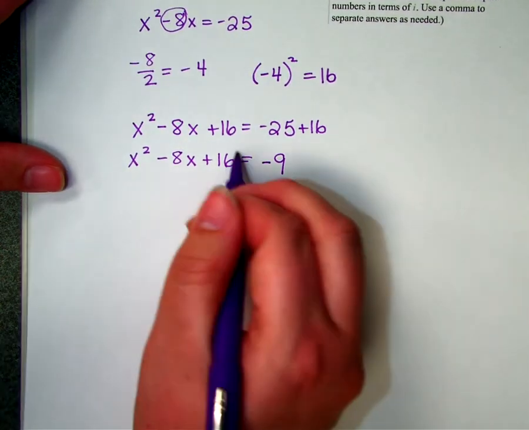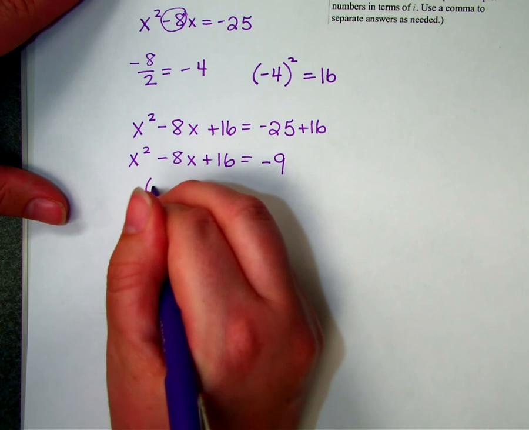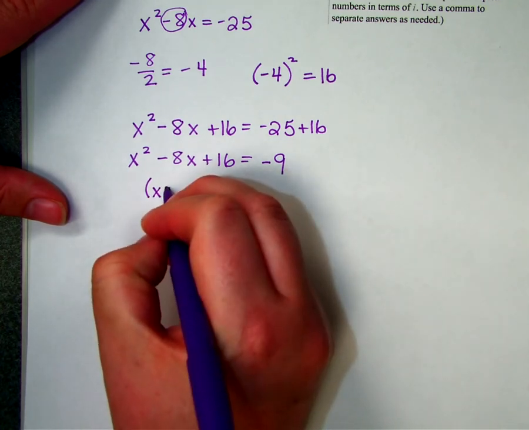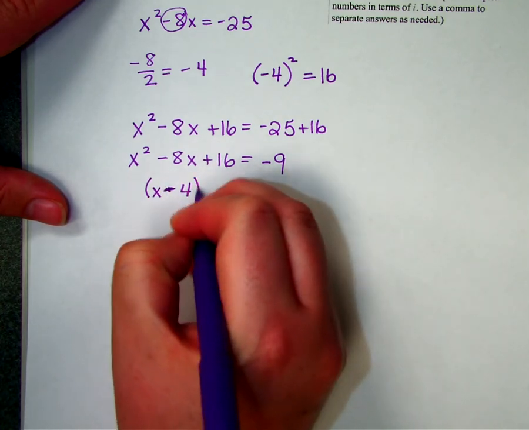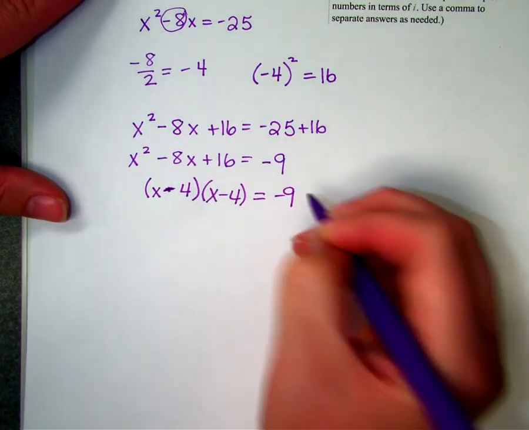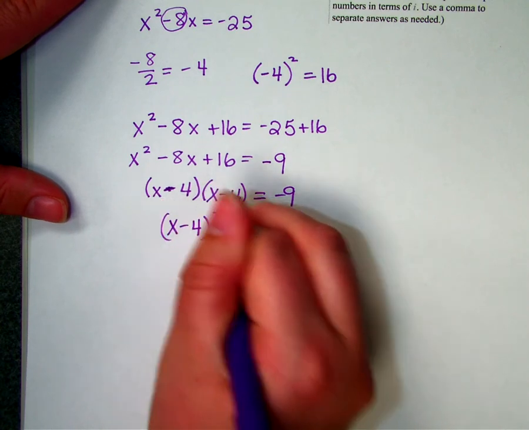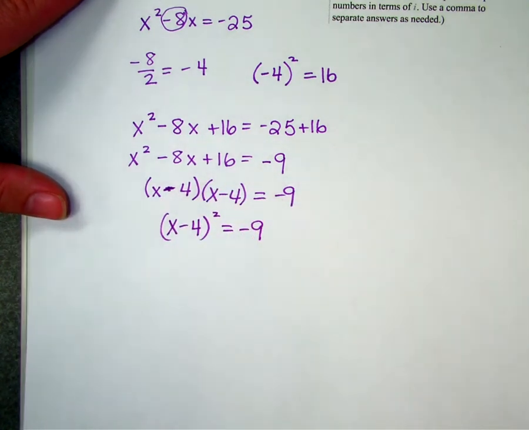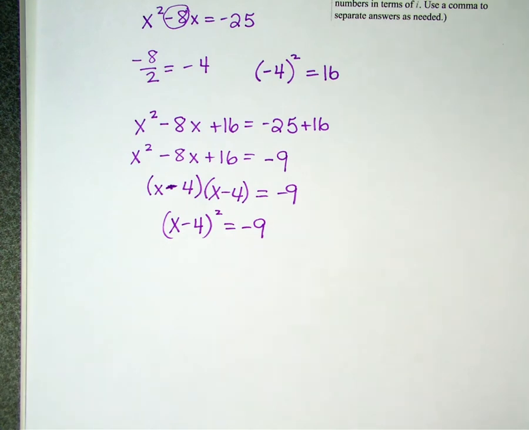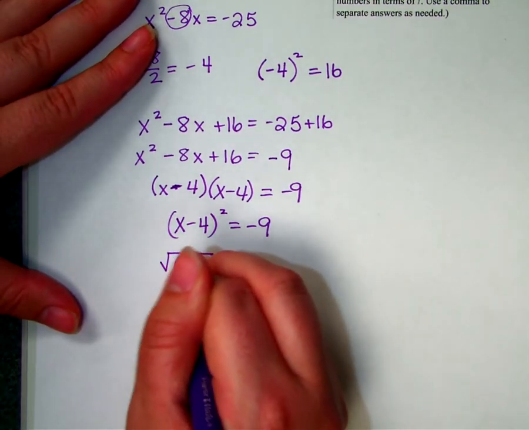Alright, and then if we factor this, and that's the point of completing the square, it actually factors into two factors that both look like x minus 4. Or we could write this as x minus 4 squared is equal to negative 9. Alright, and we can use something called the square root property, and we square root both sides of this equation.